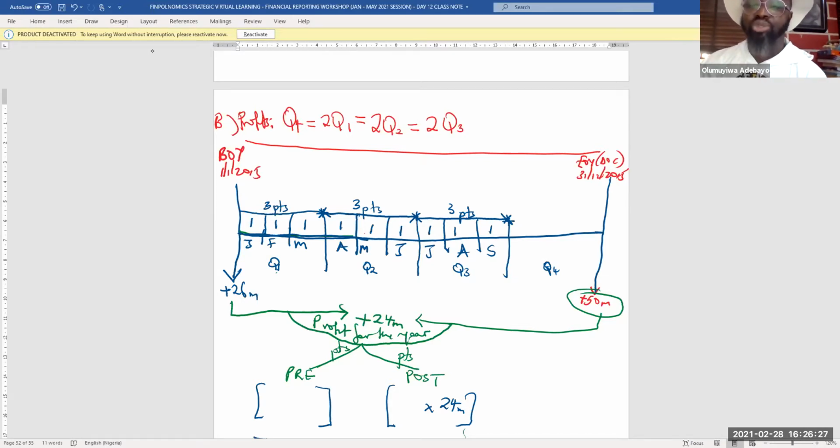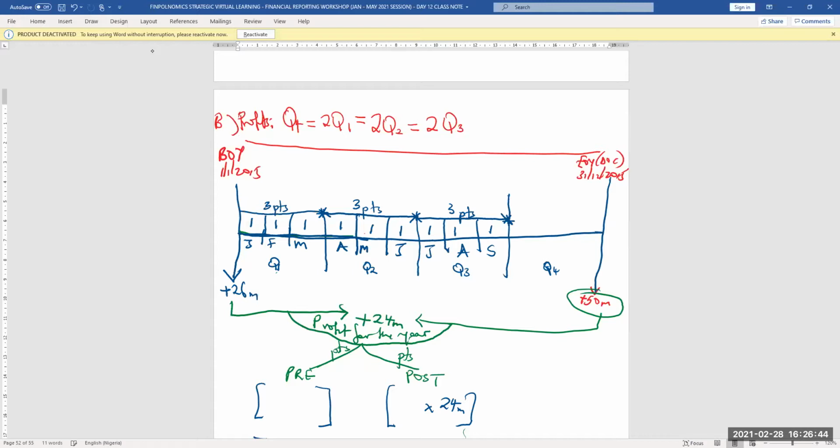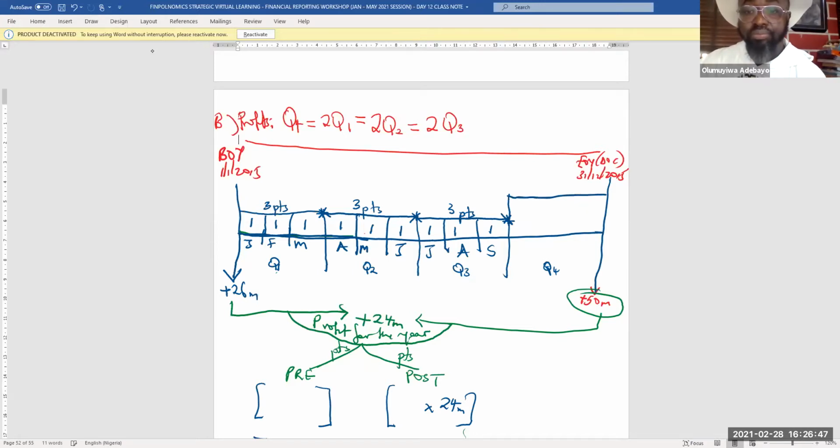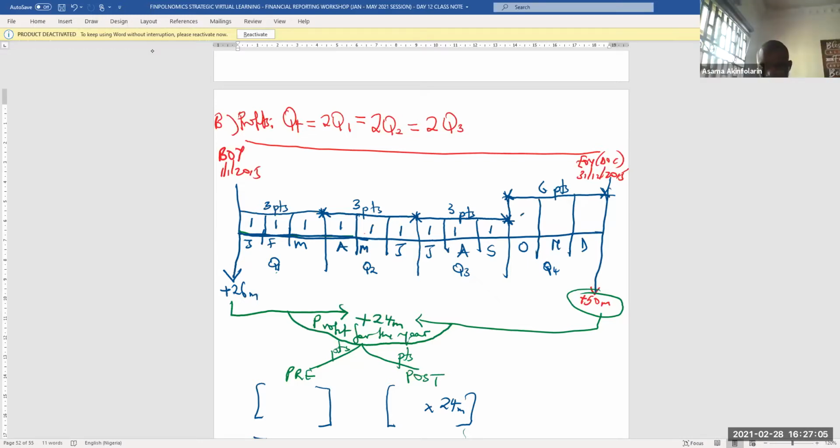How many points will I give to quarter 4? Who will answer? How many points to quarter 4? 6. 6 points now, which is double. And how many months are there? October, November, and what? December. How many points will I give to each month? 2, 2, and 2.